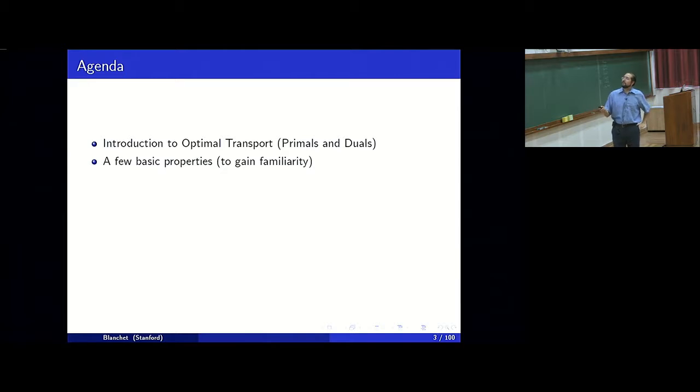So today I'm going to introduce to you the theory of optimal transport. We are going to see that at the core of optimal transport there is a class of very nice, very well-behaved optimization problems. In fact, linear programming problems, and we're going to talk about the primal and the dual. And we're going to talk about interpretations of the primal, interpretations of the dual, and those are going to be the very basic properties to gain familiarity with the problem and get familiar with the notions.